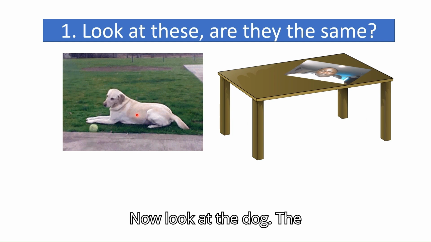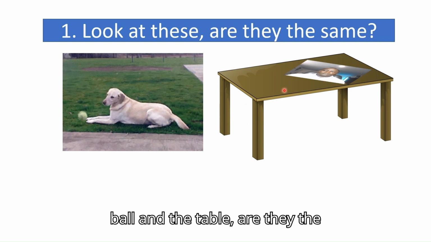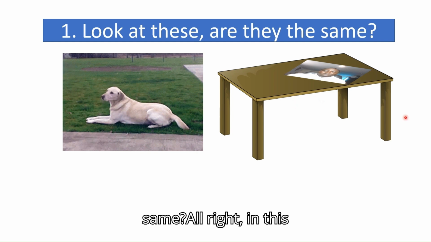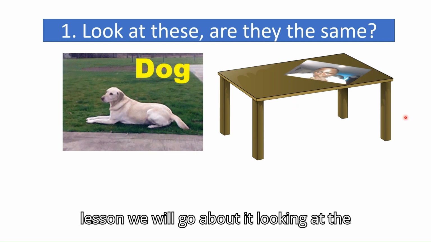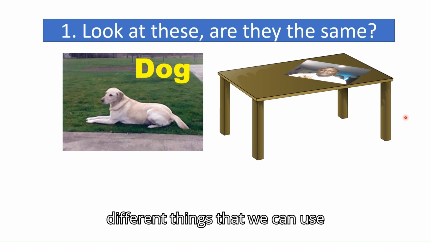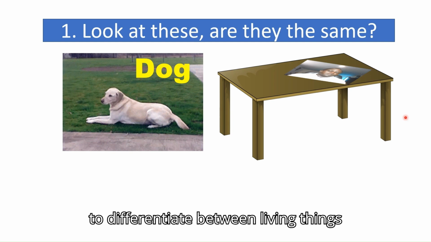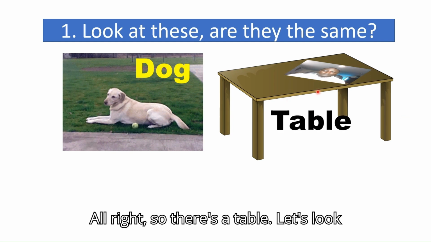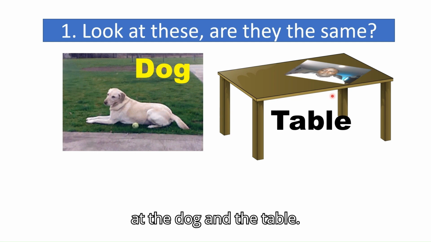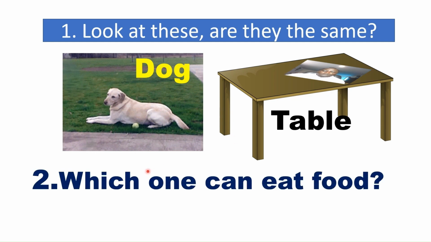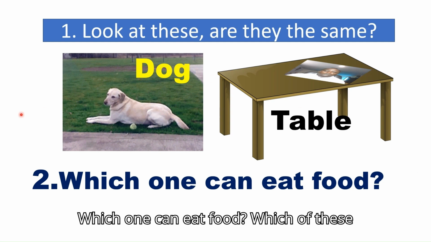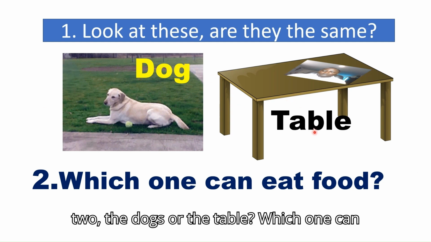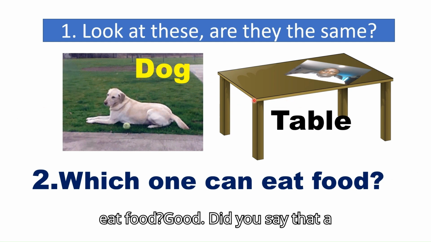Now look at the dog, the ball, and the table. Are they the same? In this lesson, we will look at the different things that we can use to differentiate between living things and non-living things. So, there's a table. Let's look at the dog and the table. Which one can eat food? Which of these two, the dog or the table, can eat food?